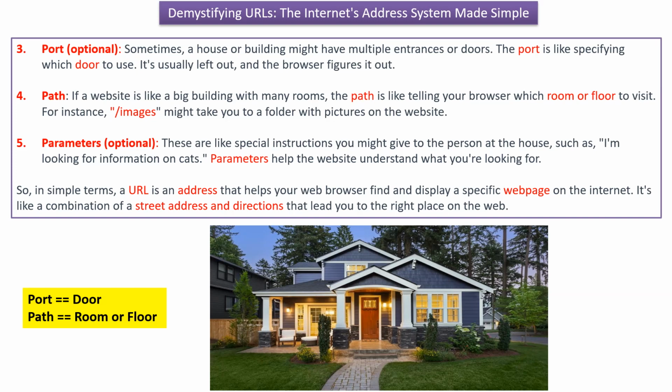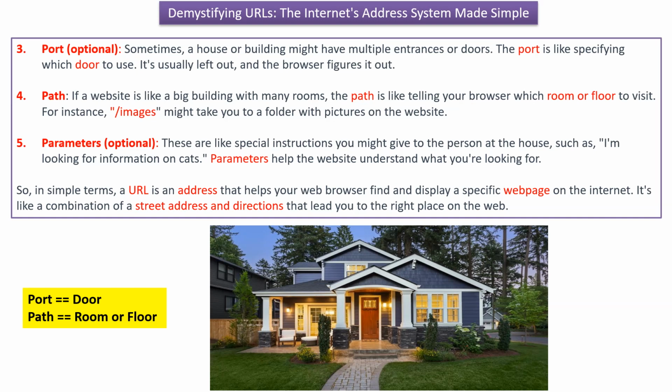Fourth one is path. If a website is like a big building with many rooms, then the path is like telling your browser which room or floor to visit. For instance, slash images. This is the path. This path might take you to the folder with pictures on the website.